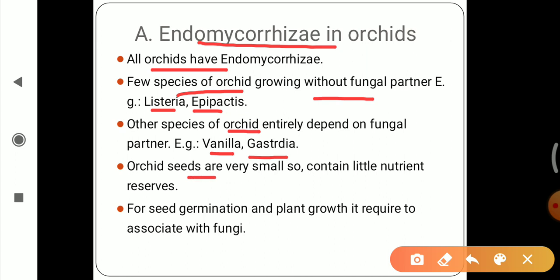Orchid seeds are very small, so they contain little nutrient reserves. The orchid plant itself is a very long plant, but the orchid seed is very small. Due to the small size of the orchid seed, it contains little nutrient reserves. So seed germination and plant growth require an association with fungi.